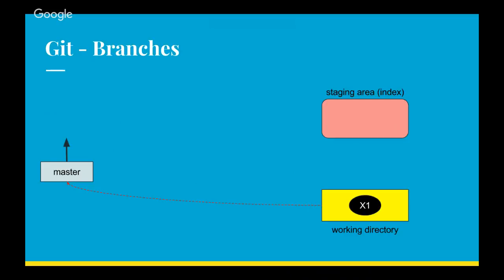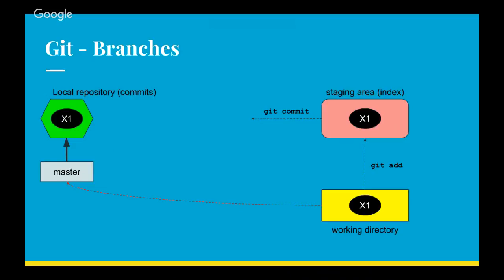Okay, so we have our x1. As usual, we add our change, get it into the staging area, and commit it, x1, right? So as I mentioned before, a branch is nothing but a pointer to the latest commit. So master is pointing to x1. Okay. Now we make a change to the working directory. Let's say we added a file or edited a file, and now the working directory state is x2. We add it. Staging area state is x2. We git commit, and now a new commit is created, x2.